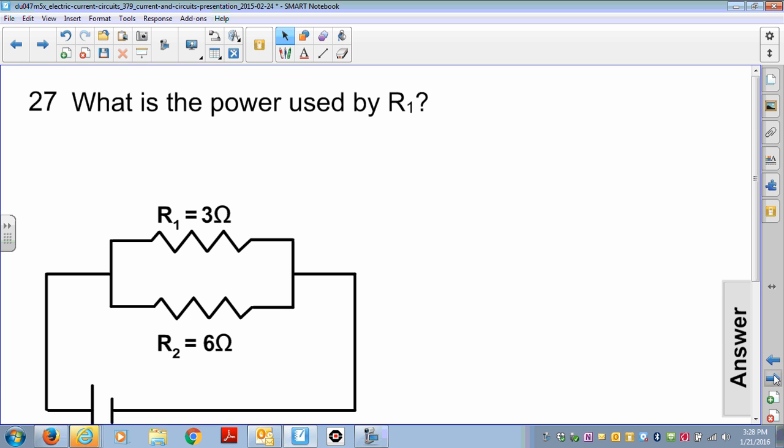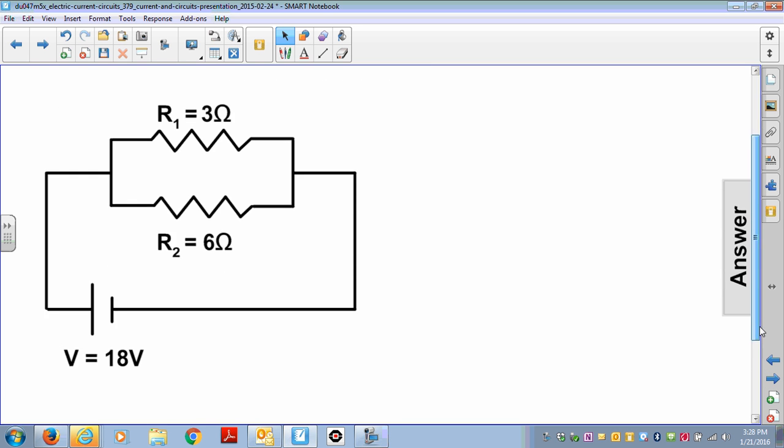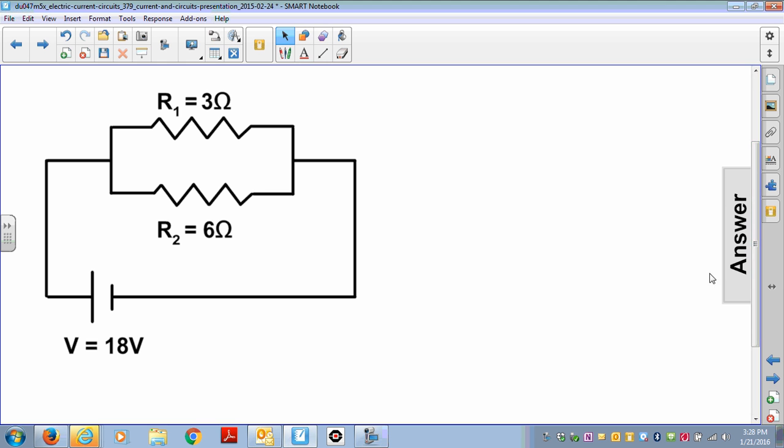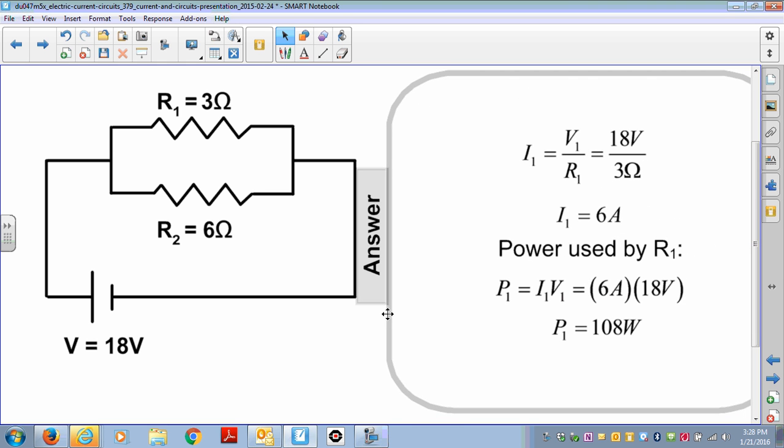What is the power used by R1? Go ahead and pause the video. Okay, so let's take a look at the answer. We know that the current is 6 amps. Power is equal to IV, so we take 6 amps times 18 volts, and that gives us 108 watts.